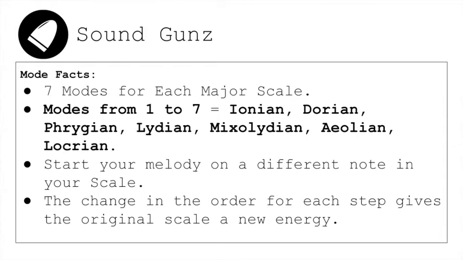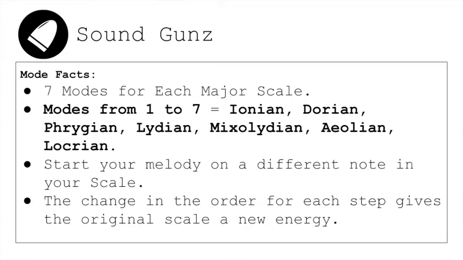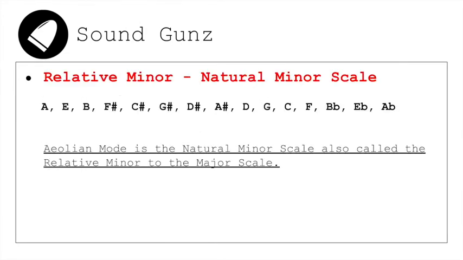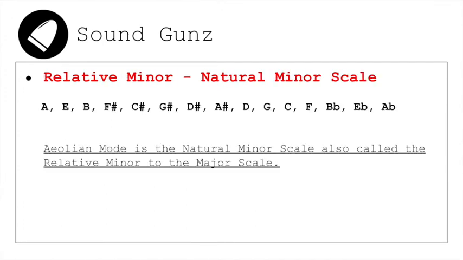We now know there are 7 modes total for the major scale, named Ionian, Dorian, Phrygian, Lydian, Mixolydian, Aeolian, and Locrian. The major scale's default mode is Ionian. In the previous lesson, we emphasized the 6th mode, called the Aeolian mode, which is also called the natural minor scale. And this mode is the relative minor scale to every major scale.